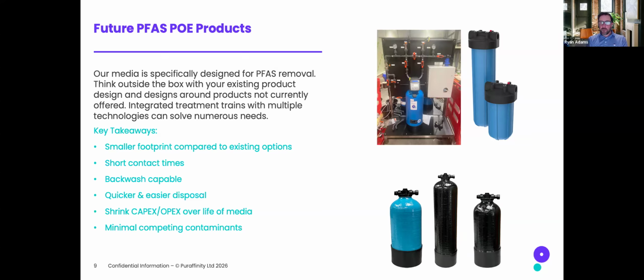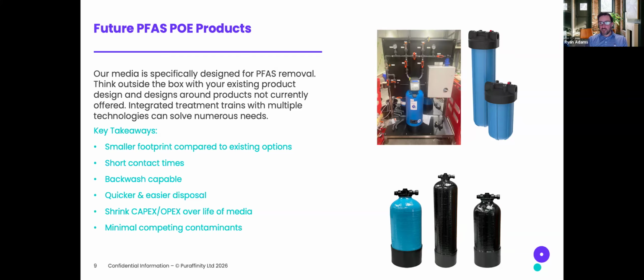So I put some pictures up here. A lot of people in the POE space will be familiar with the big blue housings on the top right there, 20-inch and 10-inch housings, whether it's using standard cartridges or refillable cartridges. We're looking to partner around how we can incorporate the media into the point of entry application to the home. You can see a smaller tank next to it there with an auto control valve on a skid. That was for a project over in Europe. I put it in here to give you an idea of the tank size of what we used over there for a more industrial project.